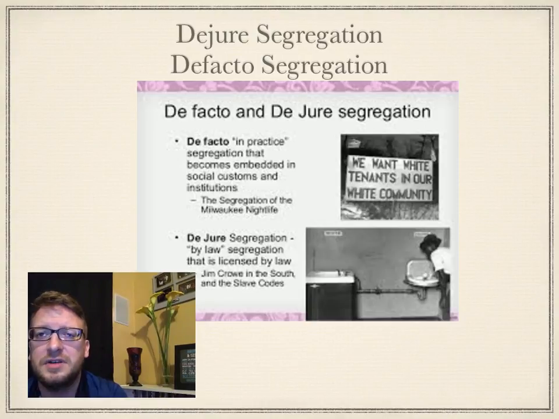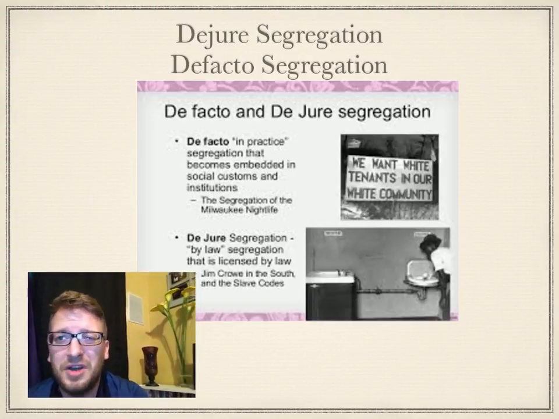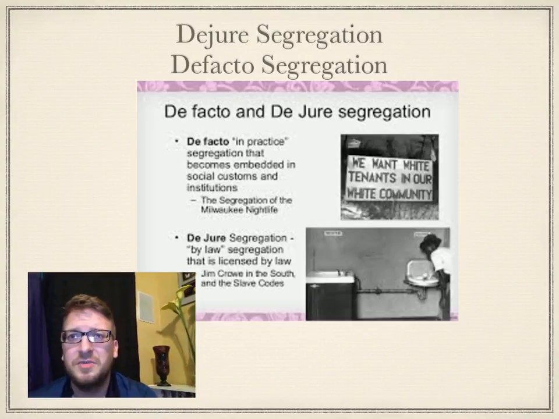The second type, now de jure no longer exists. That was basically taken care of by the Civil Rights Act of 1964 and the Voting Rights Act of 65. But de facto segregation actually still exists today. It's in practice. This is segregation that becomes embedded in our customs and our institutions. Going to certain clubs, going to certain churches, going to certain barber shops, music. I mean, there's a lot of de facto segregation. School cafeterias is a big one, where you sit next to someone on the bus, or if you go and sit down next to someone in a class.